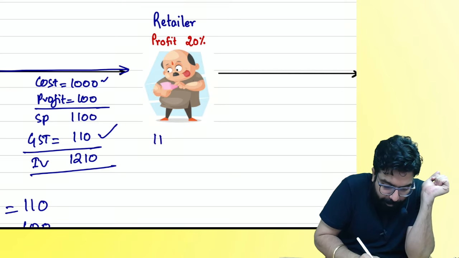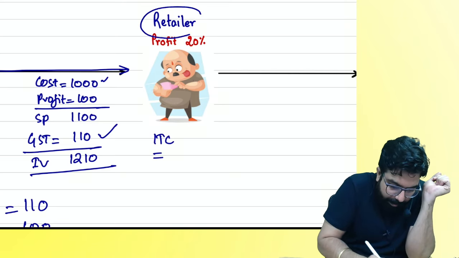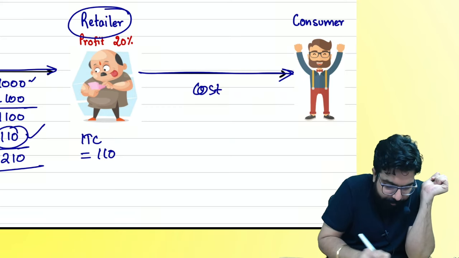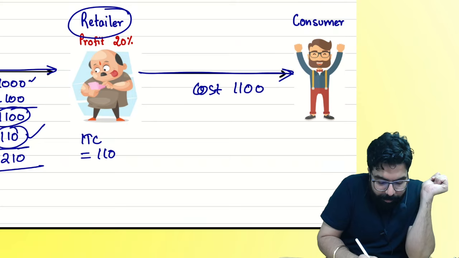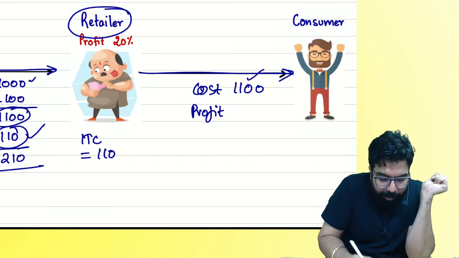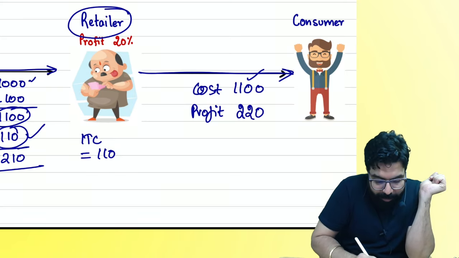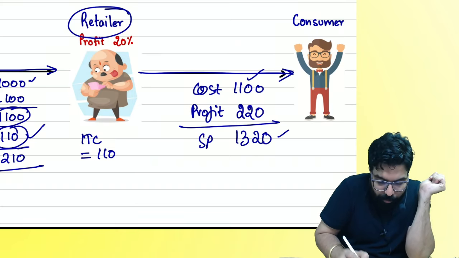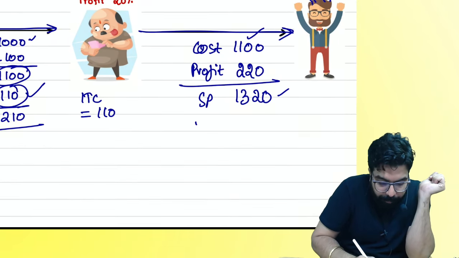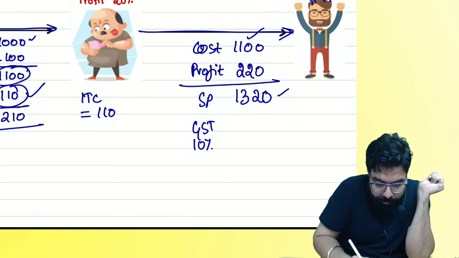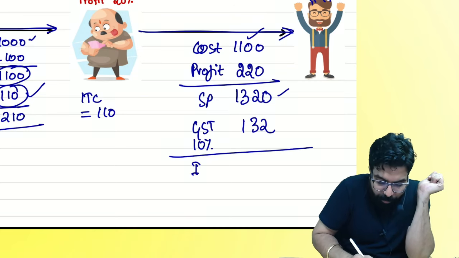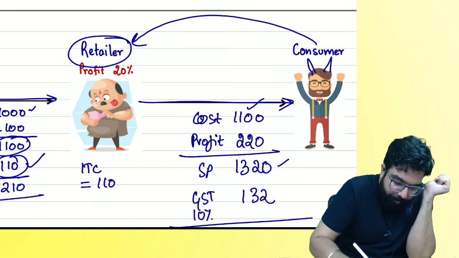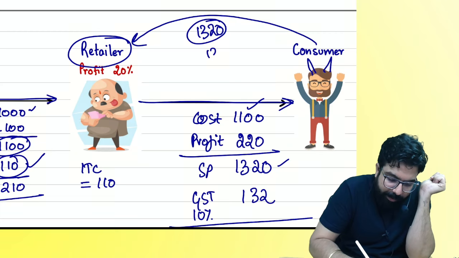Now tell me one thing. Input tax credit is how much? The retailer will get credit of how much? He sold it to the consumer. Cost is how much? 1000. Profit is how much? 20% of this is 220. Can you tell me the total? 1320. The selling price is 1320 to the ultimate consumer. GST is how much? 132. Invoice value? 1452. The consumer paid him 1320 plus 132.